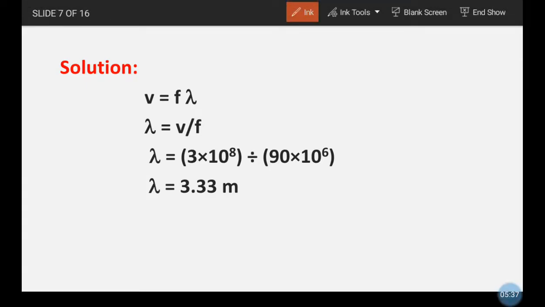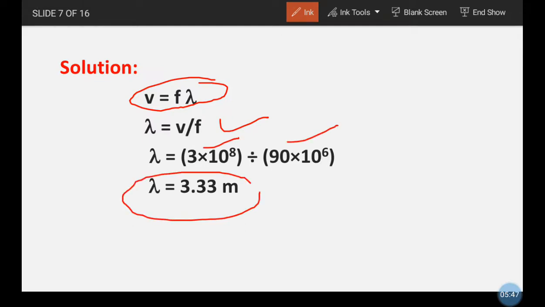Now here we will apply the formula V is equal to F lambda, and lambda is equal to V upon F. We will arrange the formula. Now we will put the values of V and F in this formula and finally we will get the result. Lambda is equal to 3.33 meters.